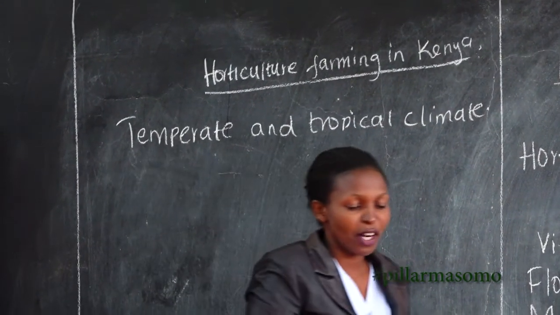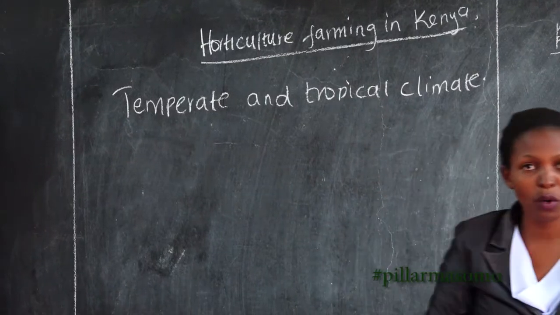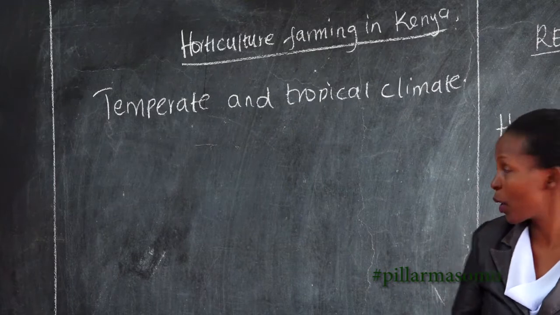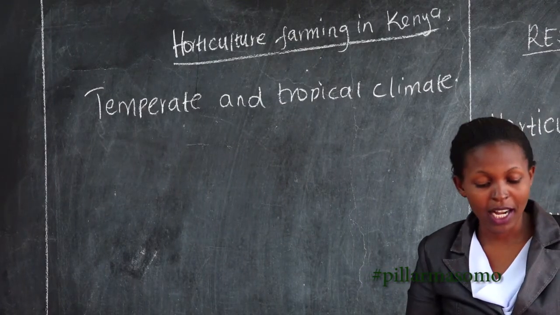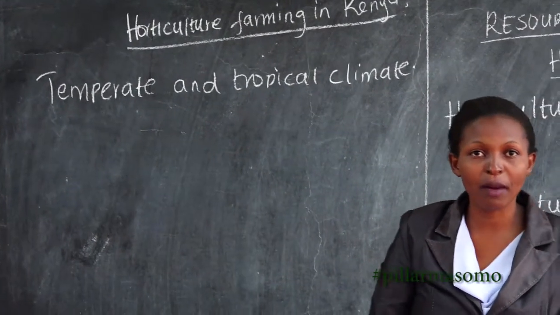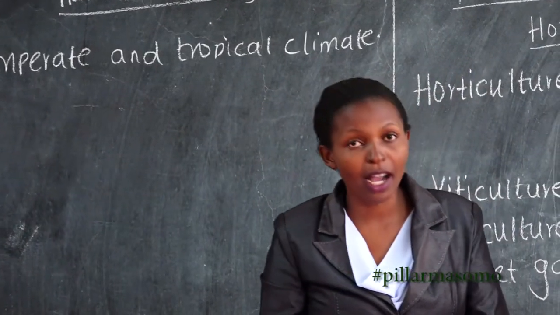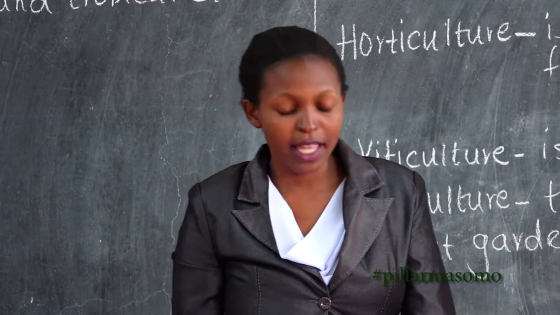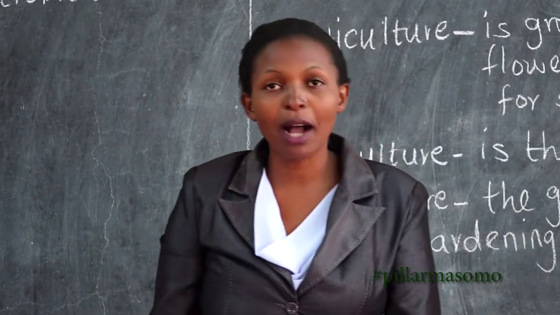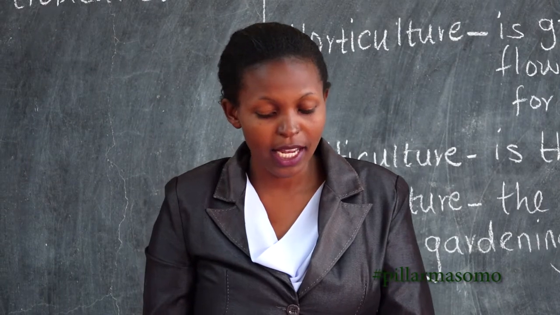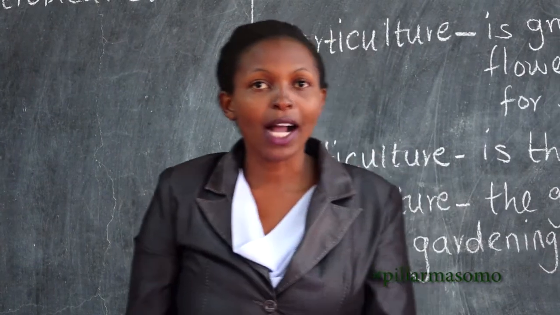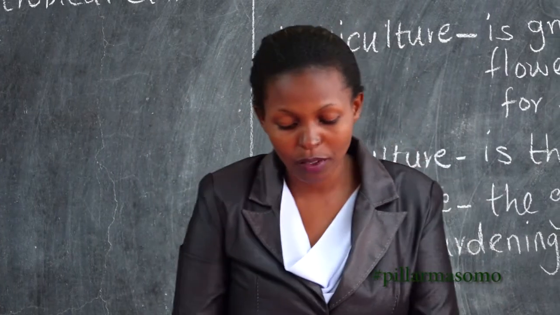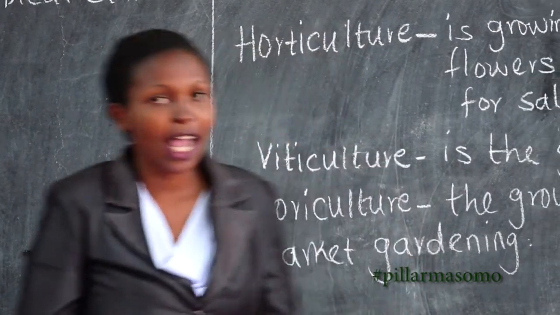So we have the favorable climate that is needed for the growing of horticulture, and this one we have the tropical and also the temperate climate, which make it favorable for horticulture production. Horticulture farming has expanded in the last decade to become a major foreign exchange earner for our country. Flowers account for 52% of horticulture export.